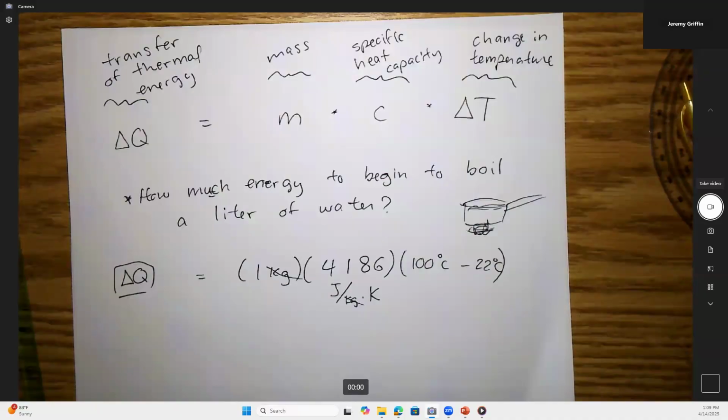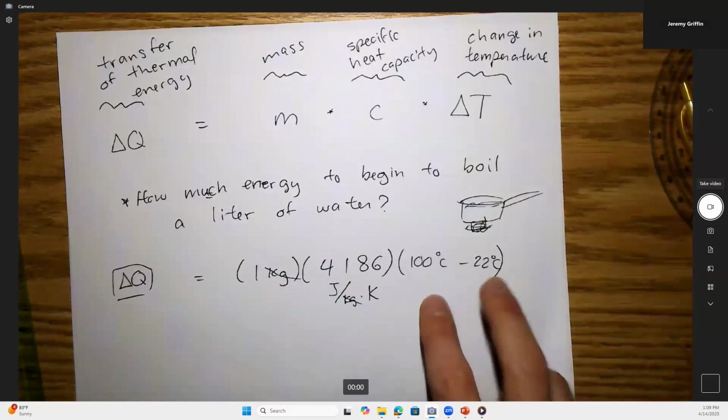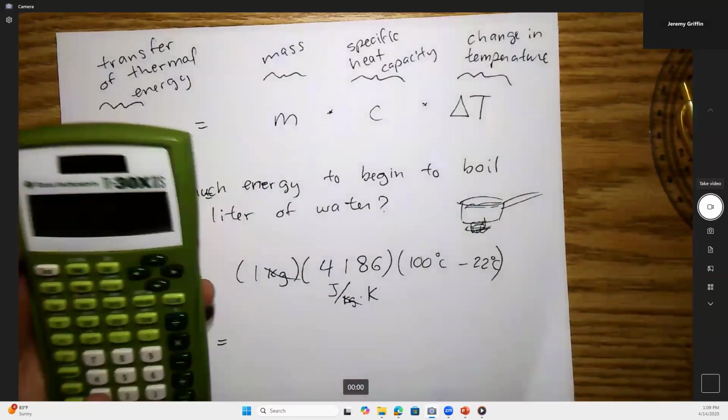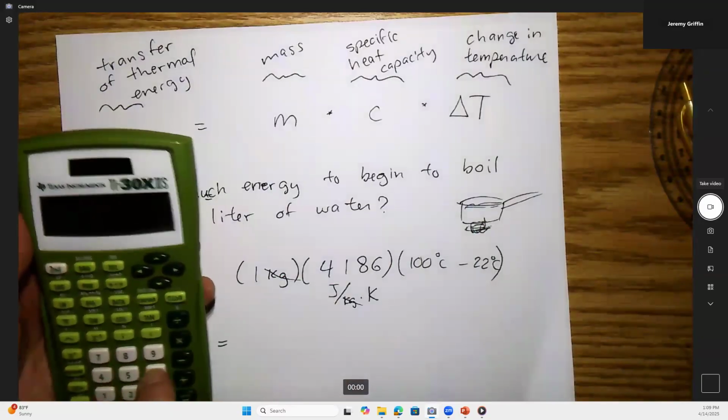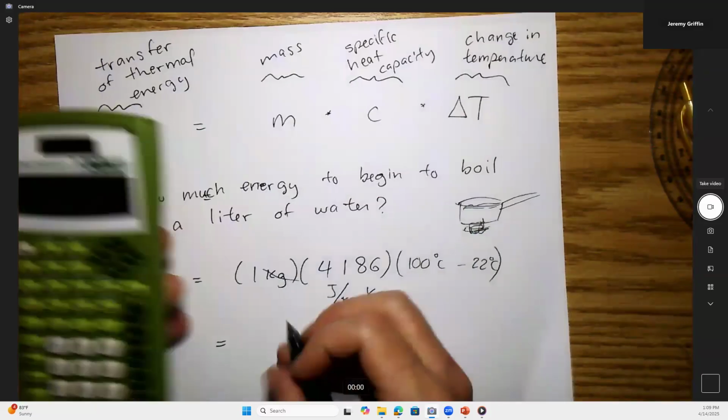You guys remember earlier today? I said this is coming back. Remember I said, is a change in 1 degree Celsius the same thing as a change in 1 Kelvin? That's what we got here. It's a temperature change, so this is perfectly fine. I'm just going to throw this in a calculator. So let's go 1 kilogram times 4186 times whatever 100 minus 22 is.